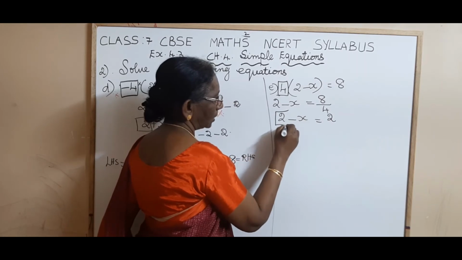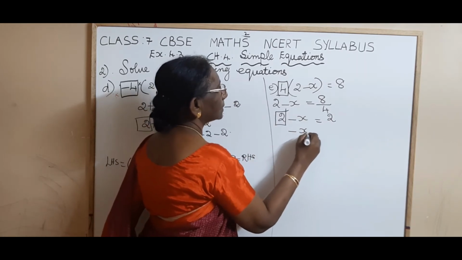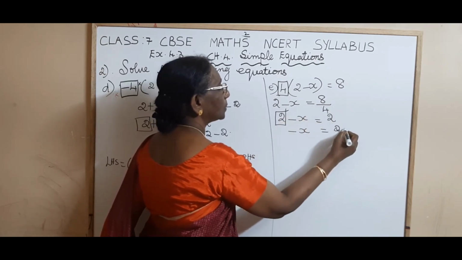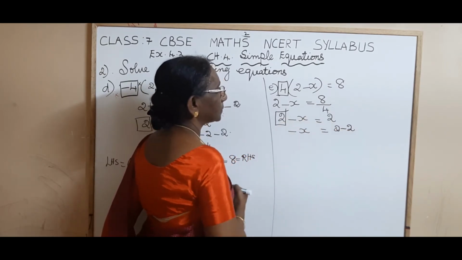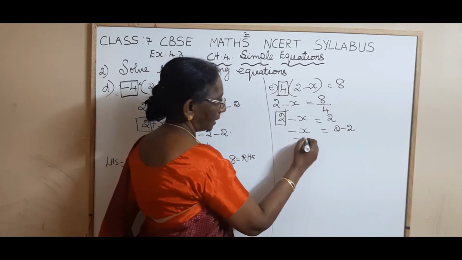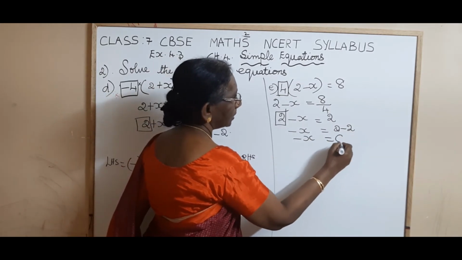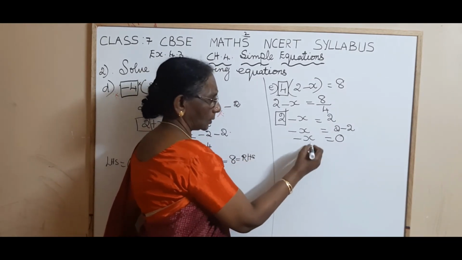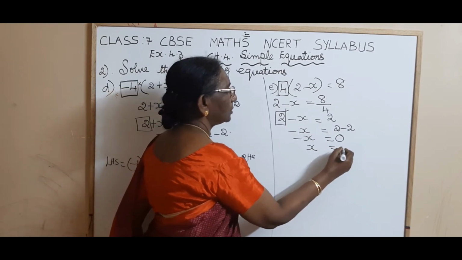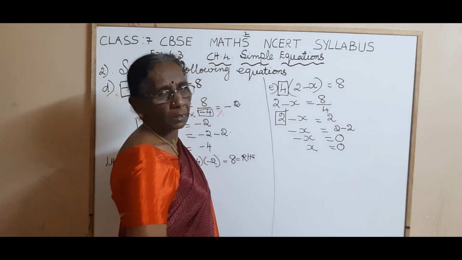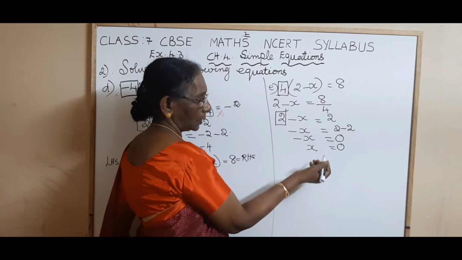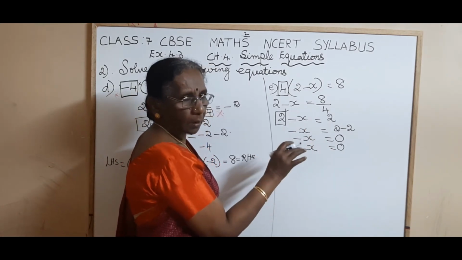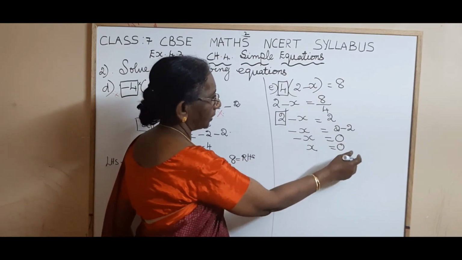Now you have to bring this 2 here. Minus x is equal to 2. When you bring this 2 here, minus 2. So minus x is equal to 0. If minus x is 0, x will also be 0. Is it clear, children? We have no minus 0 or plus 0. 0 is neither positive nor negative. Therefore, x is equal to 0.